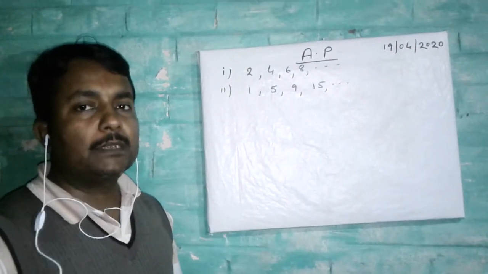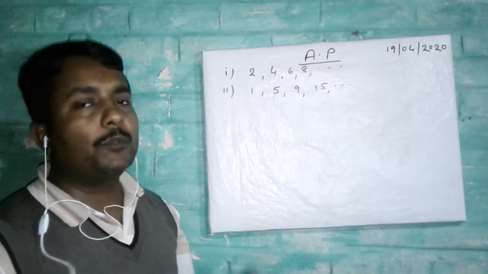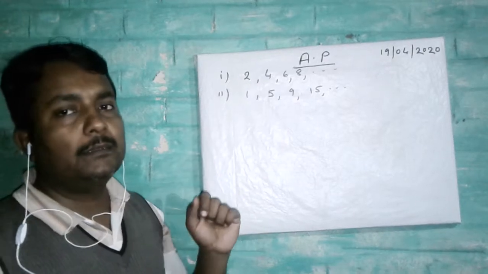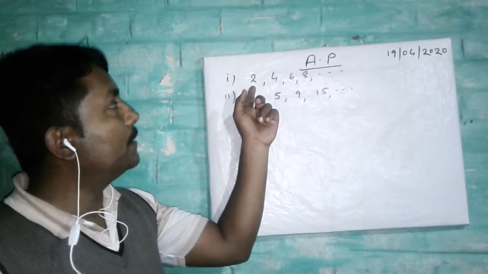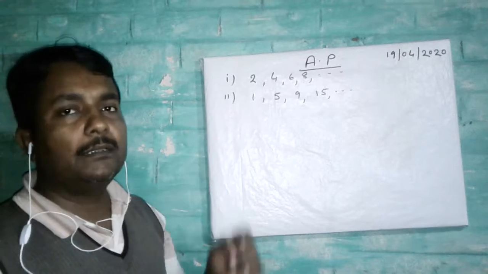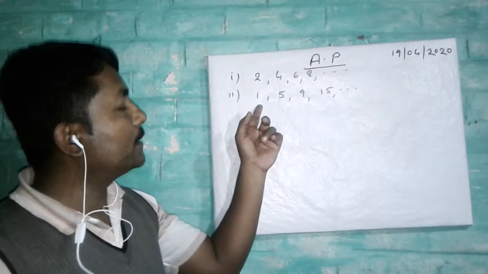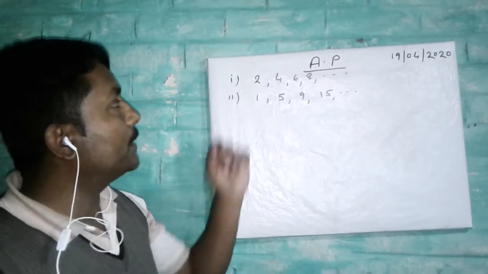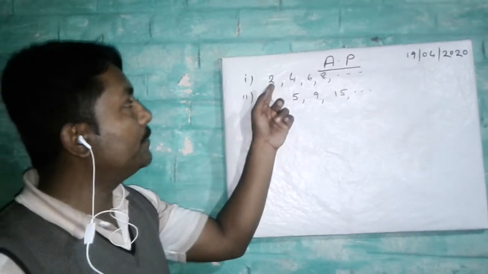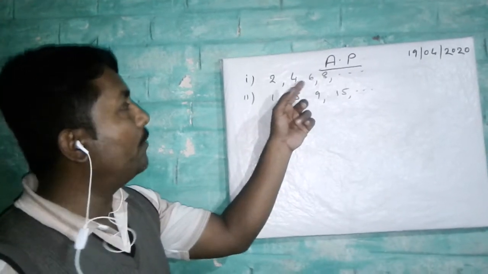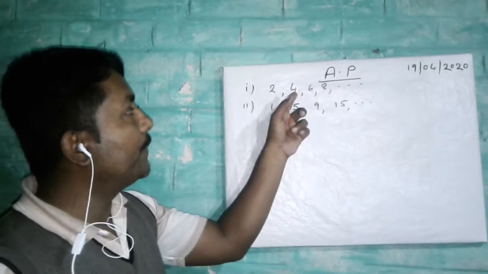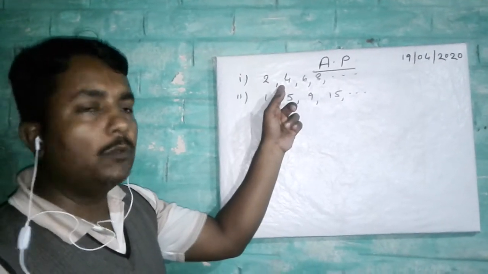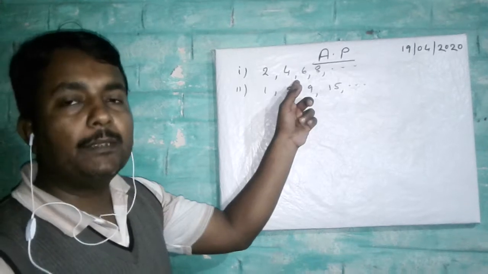Students, today we are going to discuss arithmetic progression. Here you can see there are two series. In the first series, the terms 2, 4, 6, 8 are written, and in the second series you can see 1, 5, 9, 15. In the first series, if you find the difference between two consecutive terms, 4 minus 2 you will get 2, again 6 minus 4 we will get 2, 8 minus 6 again we will get 2.